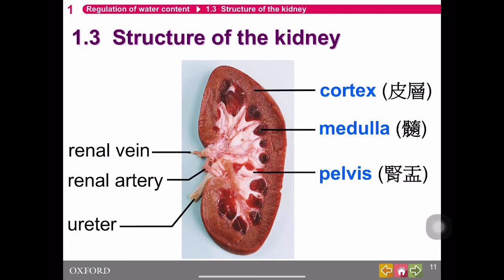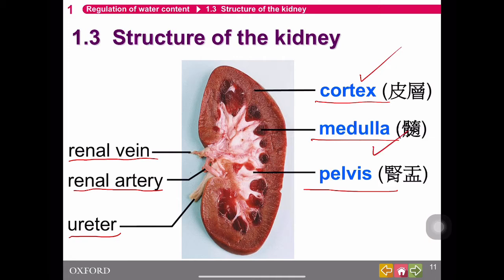This picture shows a pig's kidney cut open vertically. You can see the two blood vessels and also the ureter connecting to the kidney. And the inside of the kidney can be divided into three regions. The outer region is called the cortex, the middle region, medulla, and the inner space is called pelvis. These are the three basic regions of the kidney.